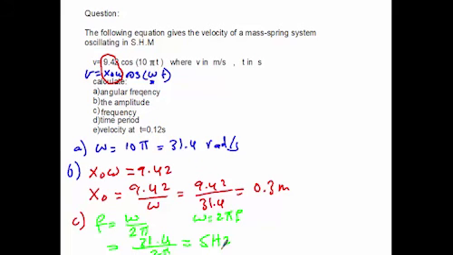Okay. Now, what about the time period? So for D, our time period is the reciprocal of f. So it's 1 over 5. So we will get 0.2 seconds.